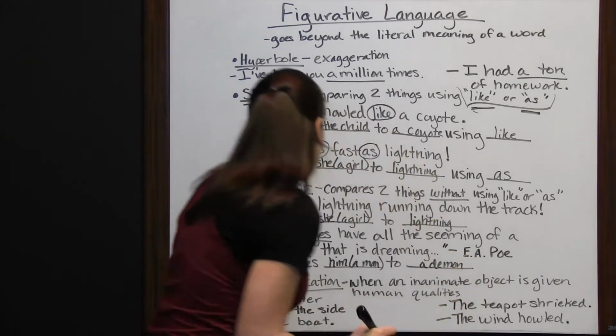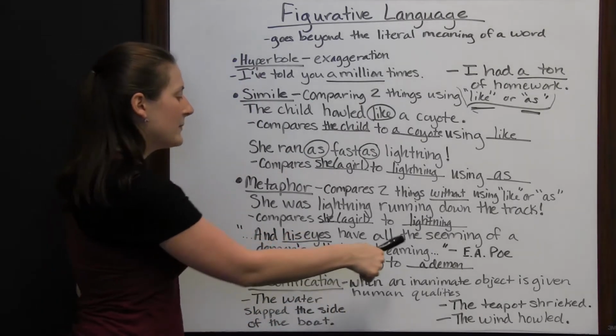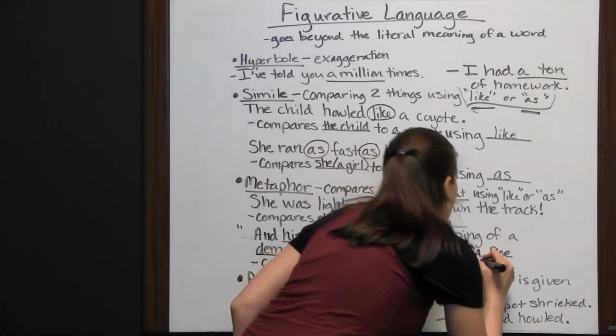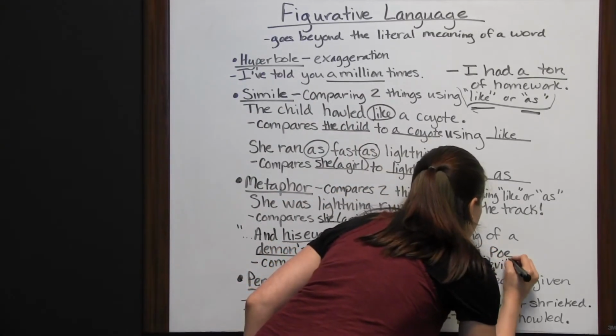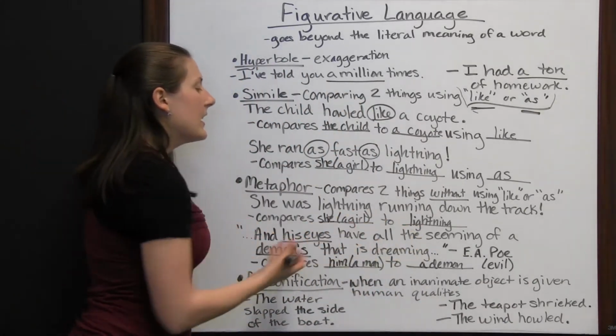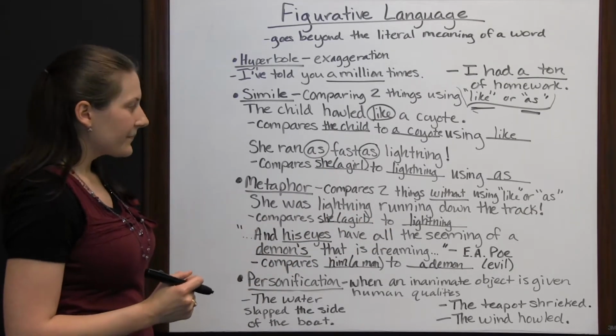If his eyes are like a demon's eyes, then this man is being compared to a demon, which is to maybe say that the man is evil. It doesn't mean he's literally a demon. It means he's got some characteristic of a demon. He's maybe an evil person.